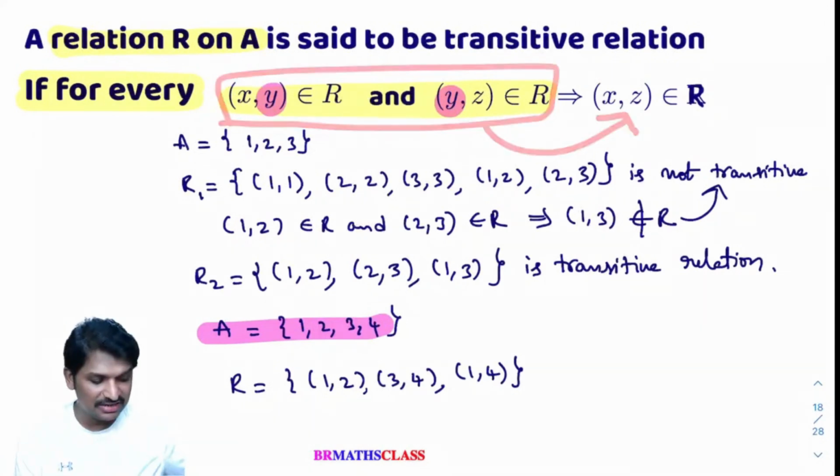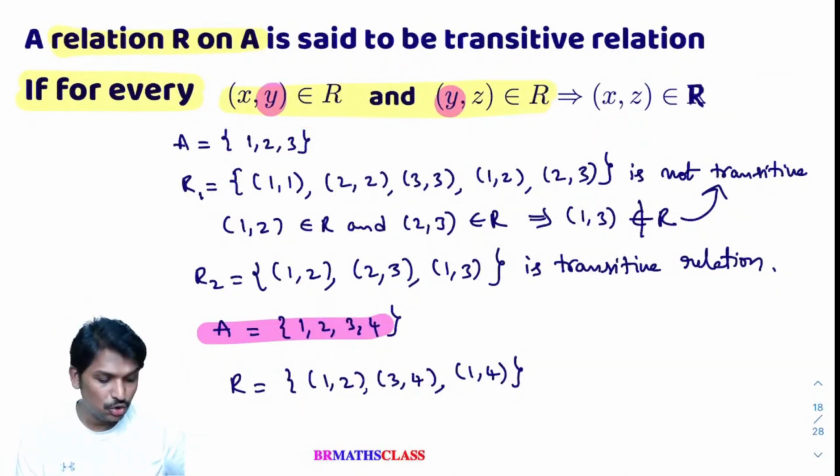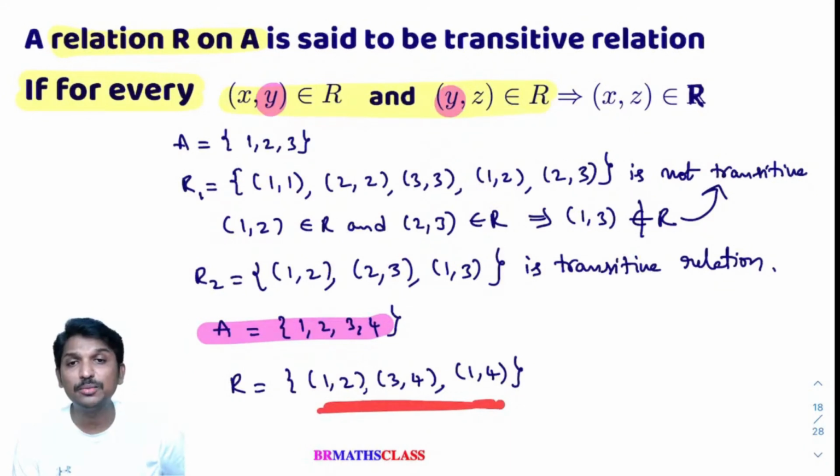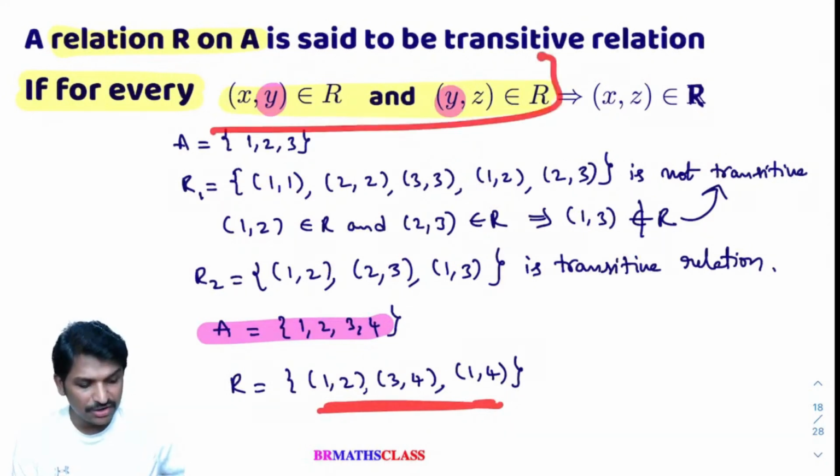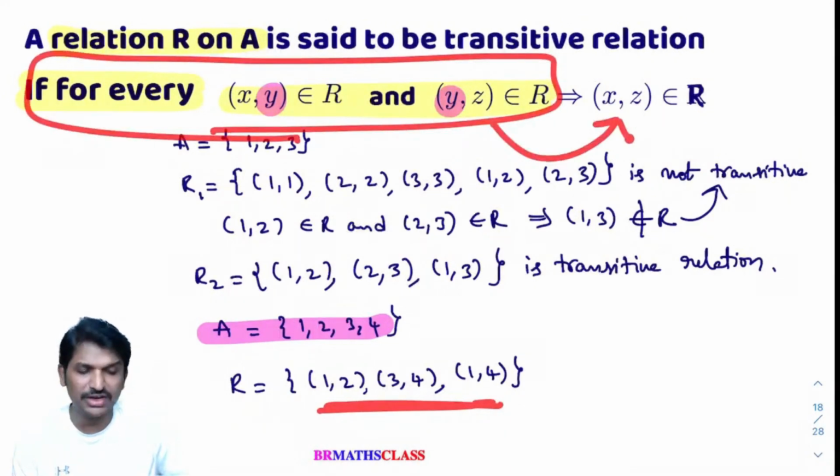But what happened in this relation? You are not able to find x comma y comma z in the relation. Then why check for x comma z? In this case, we say that this relation is a transitive relation. It is important. You may be confused, but you need to consider it as a transitive relation. That is what this definition is saying.